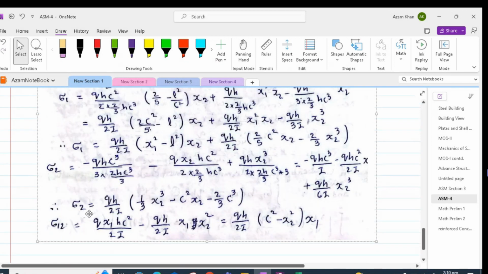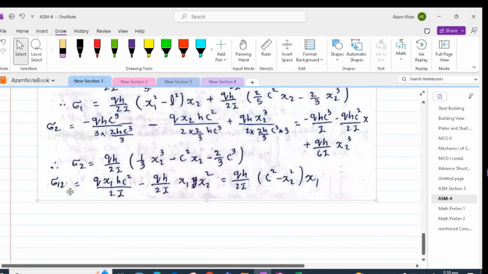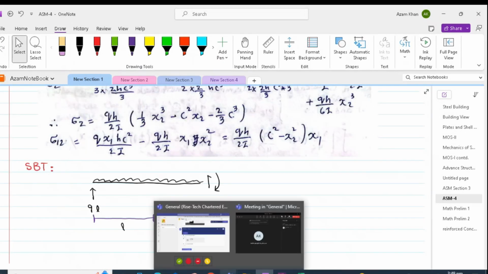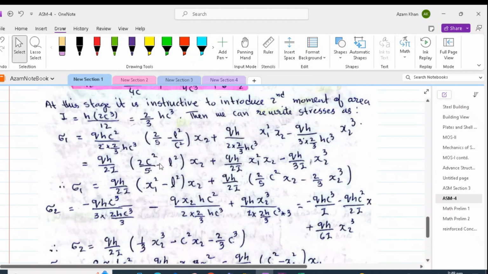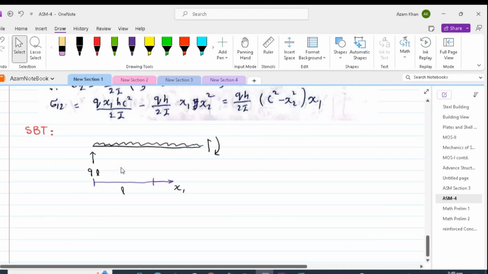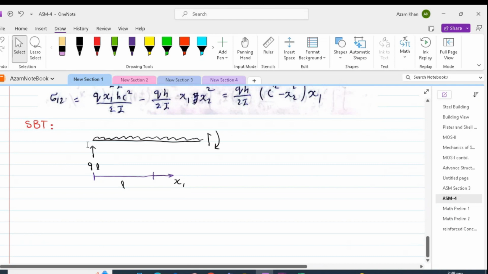Sigma 2 equal to qh by 2I (1 by 3 x2 cube minus c square x2 minus 2 by 3 c cube), whereas sigma 12 is equal to qh by 2I (c square minus x2 square) times x1. It will be very informative if we compare the results of theory of elasticity with the simple beam theory.